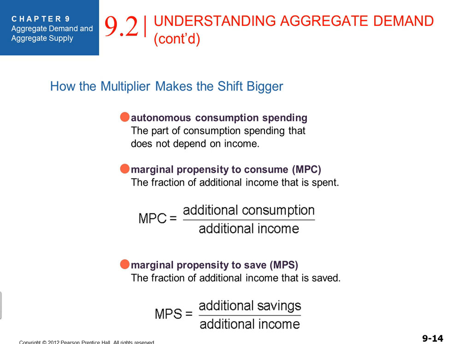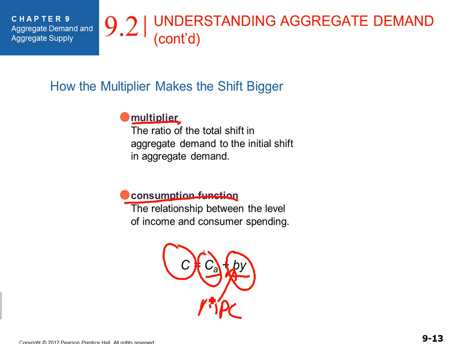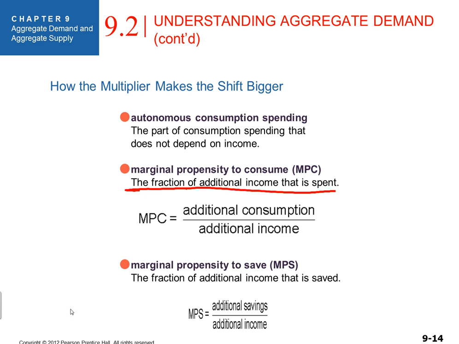The marginal propensity to consume is the fraction of additional income that is spent. And autonomous consumption is what I said earlier. That was the C of A. So if you go back to the previous slide, autonomous consumption is this right here. Now let's see if we can understand what marginal propensity to consume is.